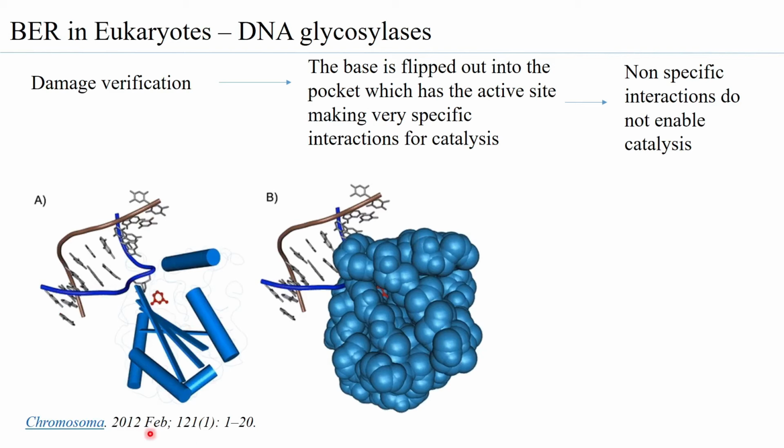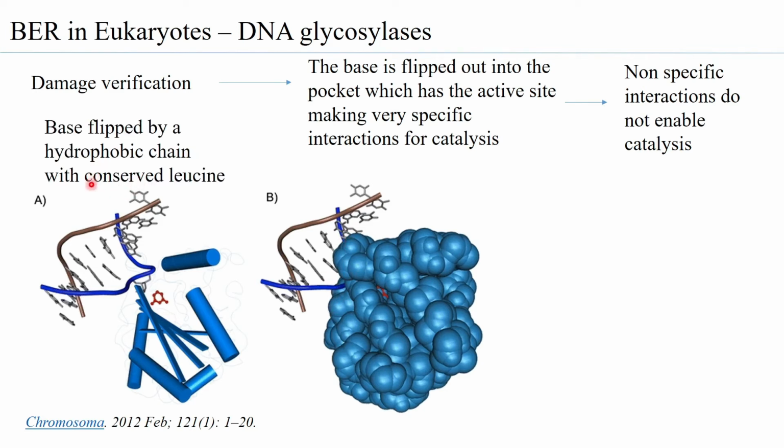So we again take the example of UNG, that is uracil DNA glycosylase. On the outer surface of the active site, it has amino acid residues that are able to interact with the minor groove of the DNA. And in that outer surface space itself, it has what is called a hydrophobic chain with a conserved leucine, and that is responsible for flipping the base.